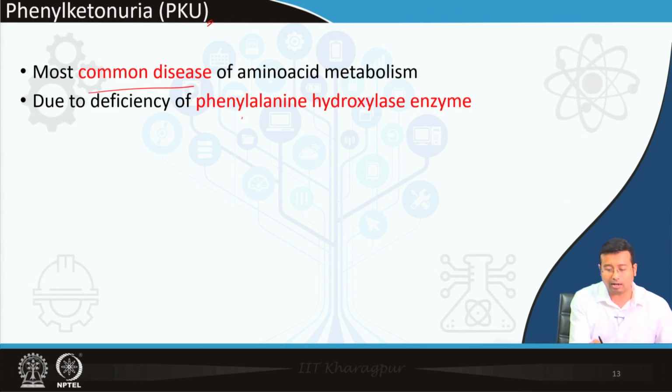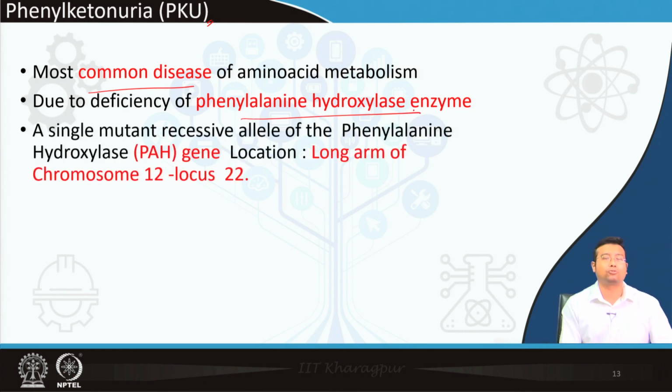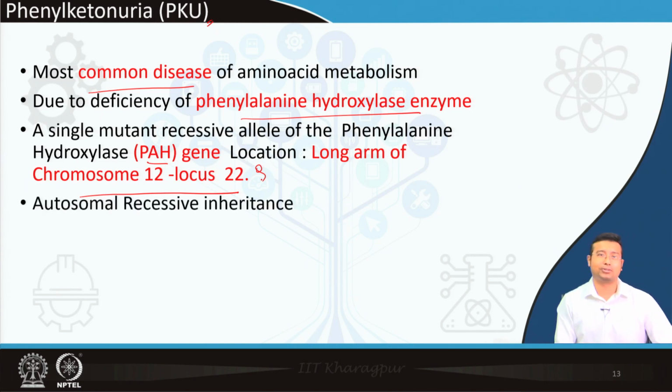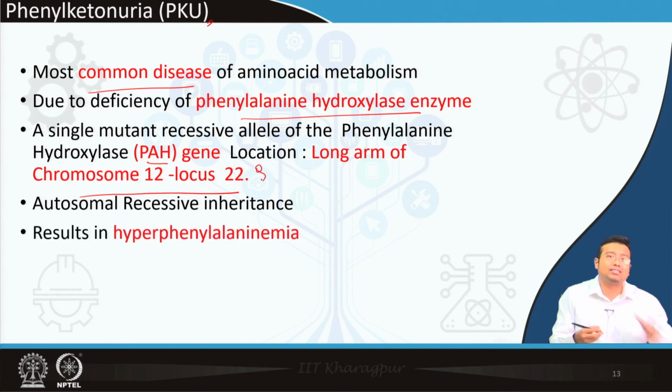This deficiency is due to the phenylalanine hydroxylase enzyme. Multiple choice question: what is the gene that codes for this enzyme? The PAH gene, located in the long arm of chromosome 12, locus 22. Another MCQ question, very important. You should note it down in your separate notebook if you have a habit of making your own notes. Inheritance is via autosomal recessive mode, and what is the result? The substrate will accumulate, phenylalanine cannot be converted to tyrosine, causing phenylalaninemia, hyperphenylalaninemia.